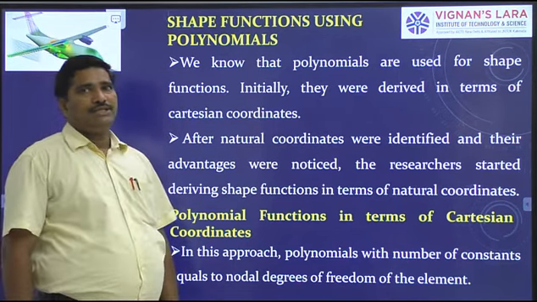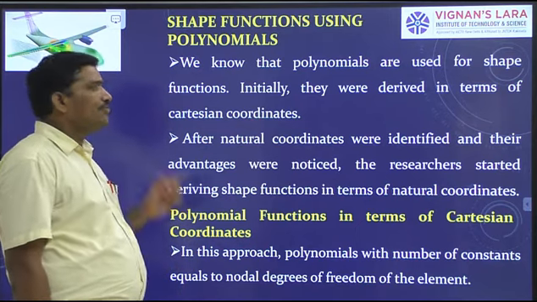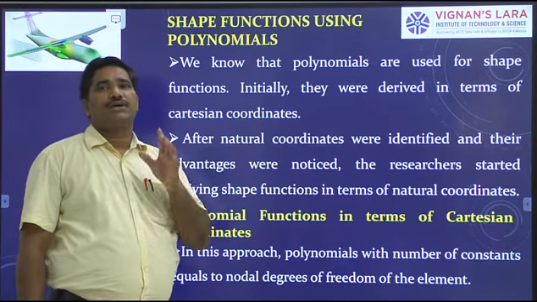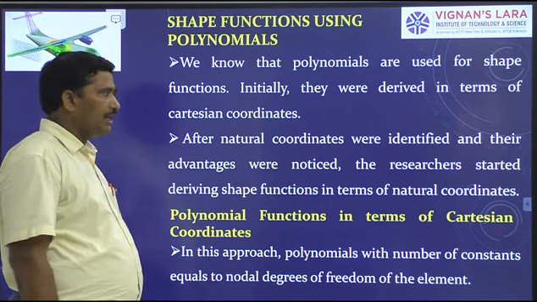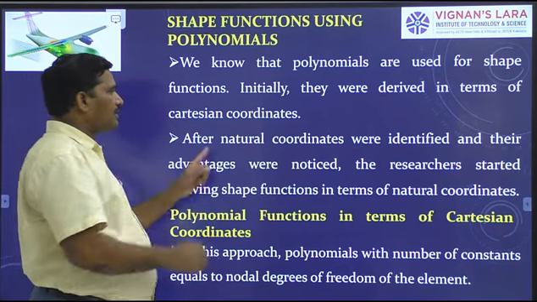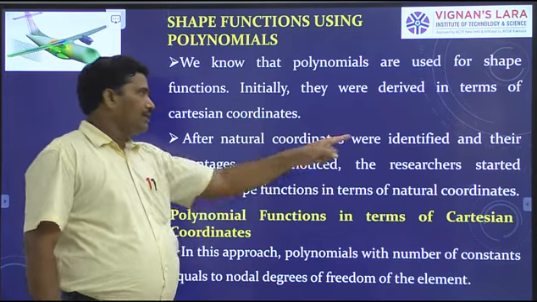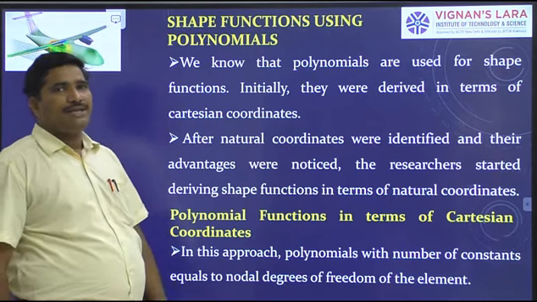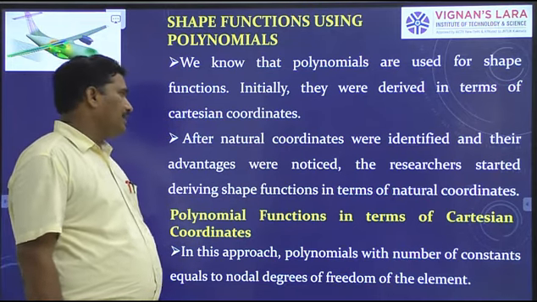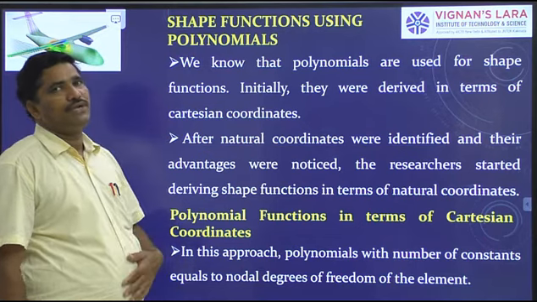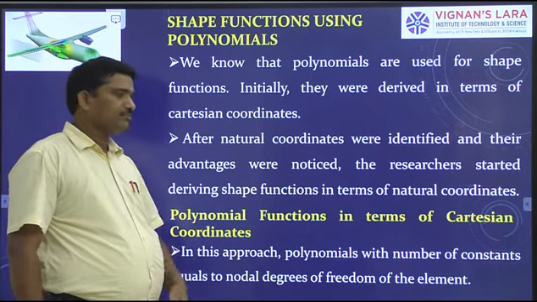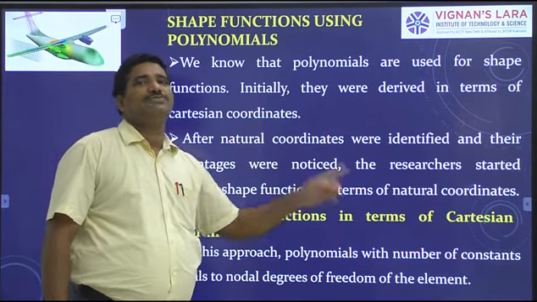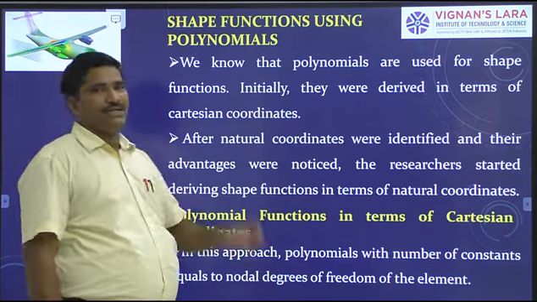We know that the polynomials are used for shape functions. Initially, they were derived in terms of Cartesian coordinates. Later, the natural coordinates were identified and the advantages were noticed. So therefore, the researchers began deriving the shape functions in terms of natural coordinates. Now we shall see the polynomial functions in terms of Cartesian coordinates.